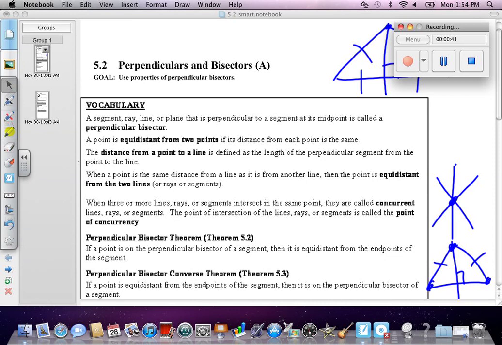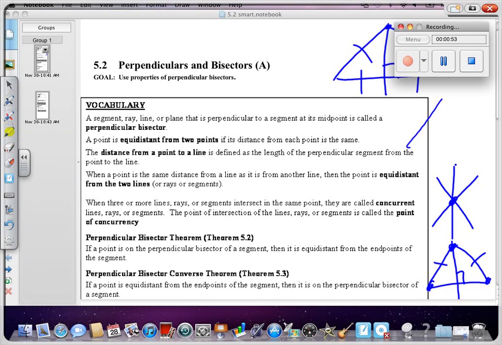When three or more lines, rays, or segments intersect in a point, we call that the point of concurrency. The point where it all intersects. So if you have a triangle, that's when we use it most. If I have three perpendicular bisectors, for example, this is the point of concurrency. It bisects all of the sides, and it meets in the middle.